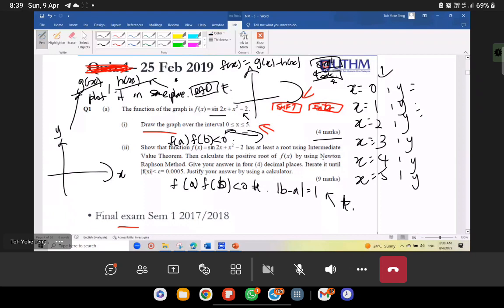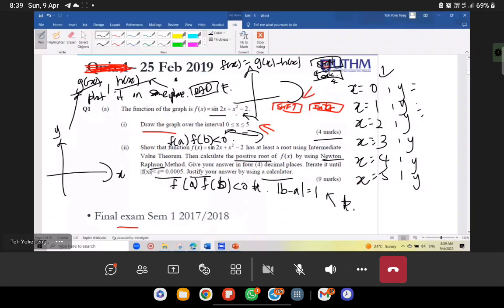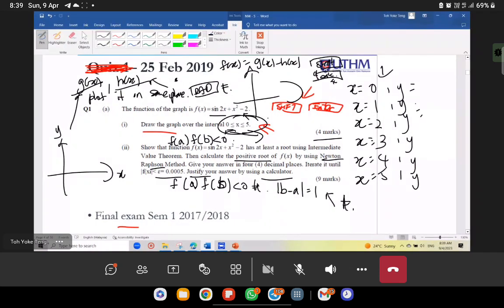And then again, the same thing, solve it using the Newton-Raphson method. The epsilon number equals this one. Justify your answer using the calculator. And as you notice here, this one asks you to solve for the positive roots. That is why the roots belong to 0 to 5 here.